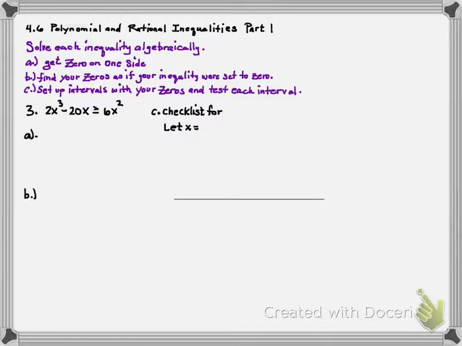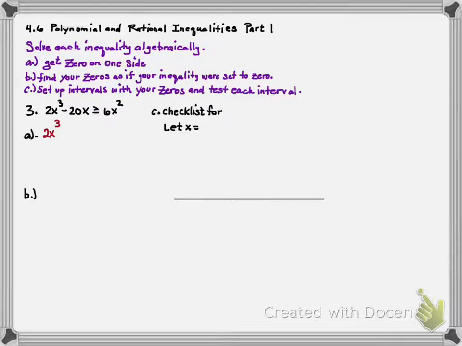All right, the last one, number 3, we've got 2x cubed minus 20x, which is greater than or equal to 6x squared. So part A, I'm going to bring the 6x squared to the other side over on the left and set it to 0 on the right. Not only that, but I'm going to make sure I write my exponents in descending order. So I'm going to have my 2x cubed written first.